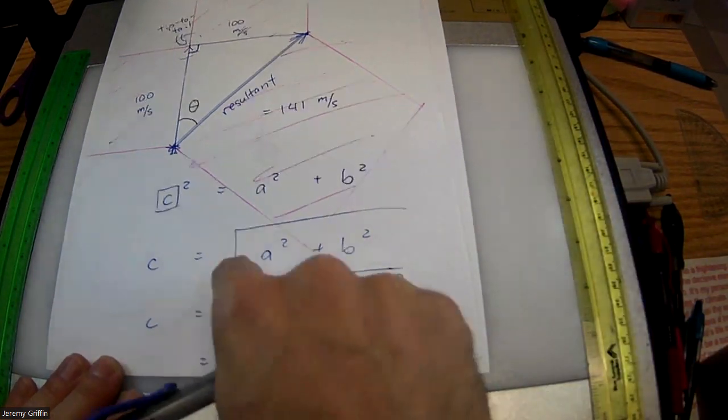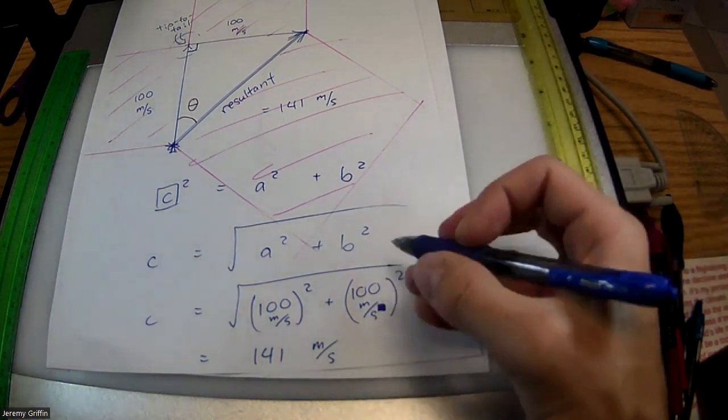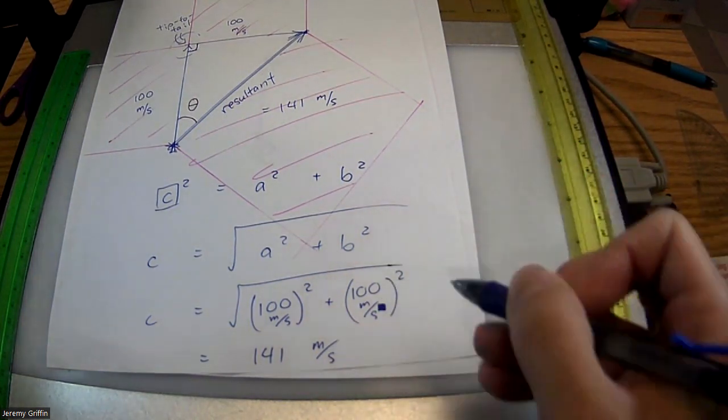Okay. And then when you square root, it turns back into meters per second. But I didn't have a typo here. So that's just this meters per second.